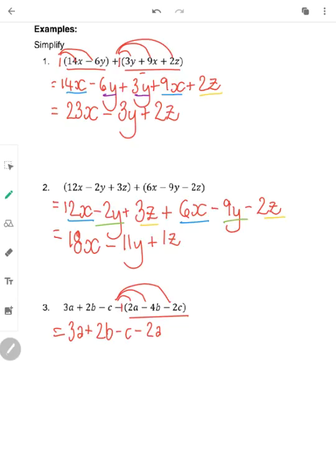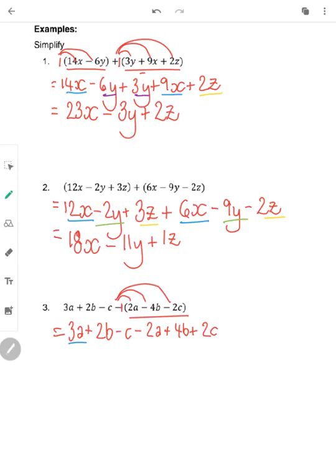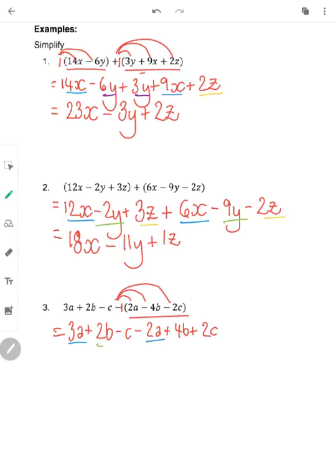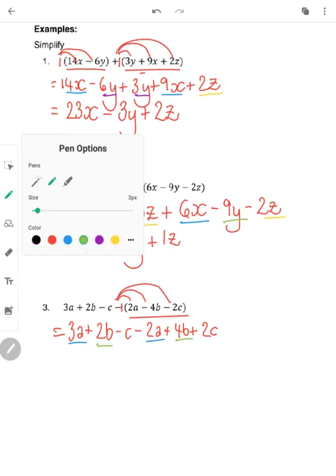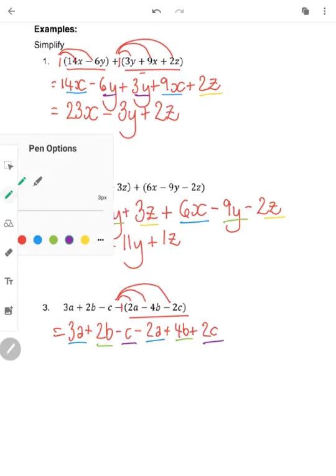So negative times a negative is a positive. Then 1 times 4b is 4b. 1 times anything stays the same. Then, for the last term in the brackets, negative times a negative is a positive, and 1 times 2c is 2c. Let's firstly select like terms. 3a and negative 2a go together, 2b and 4b go together, and negative 1c and positive 2c go together.